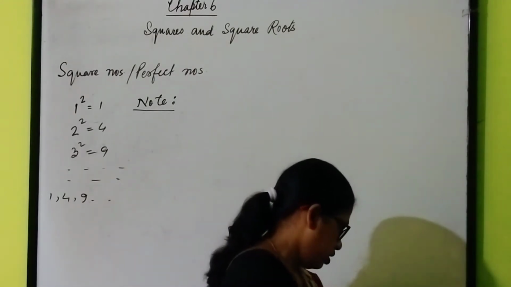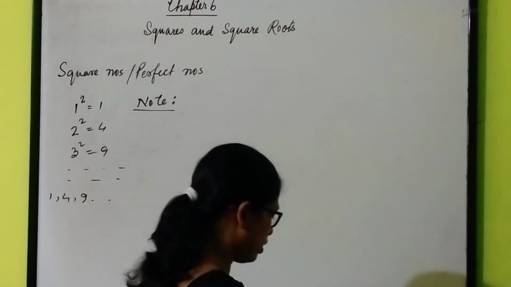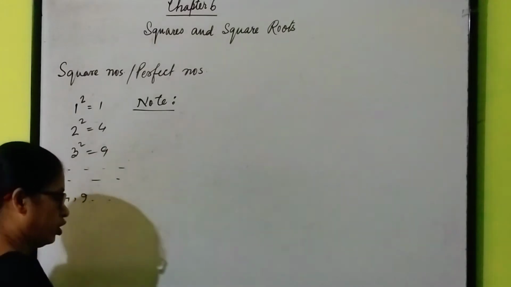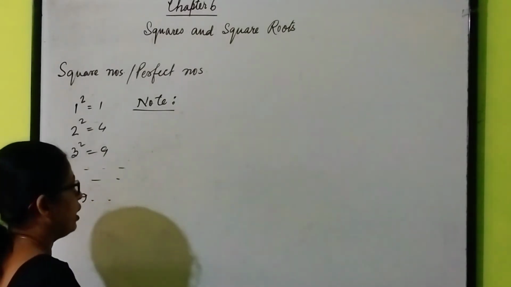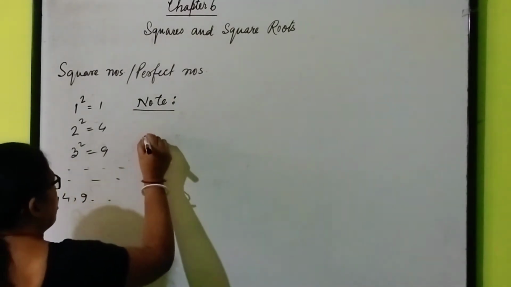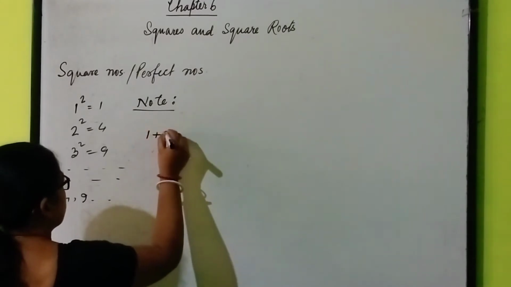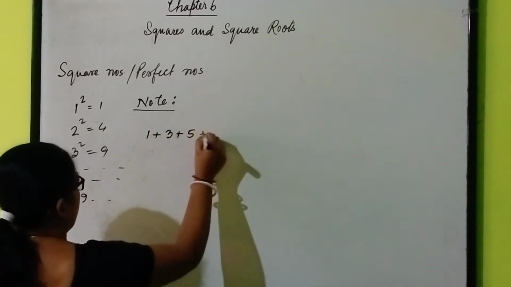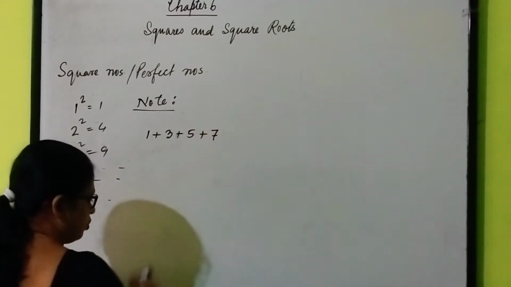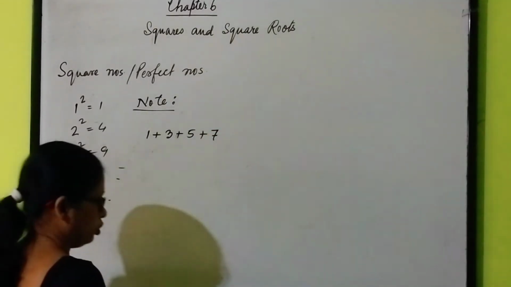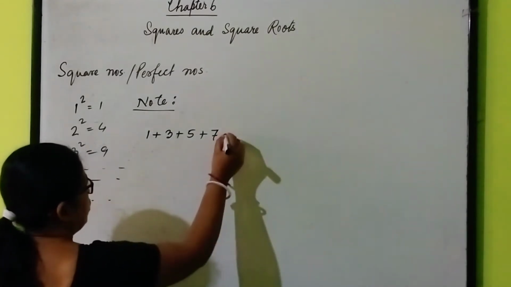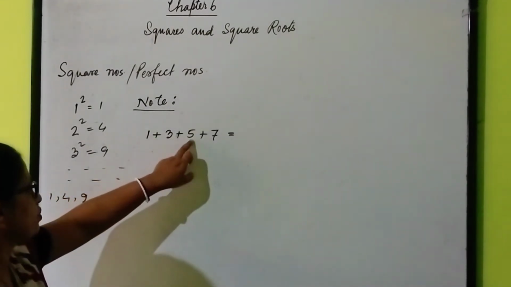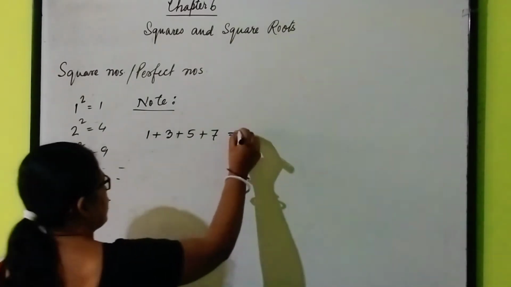Now, see here, the sum of first n odd natural numbers is your n square. Suppose 1 plus 3 plus 5 plus 7. What will be this? You will be finding the value, na? 3 plus 1, 4, 4 plus 5, 9, 9 plus 7, 16. You will be writing here 16.